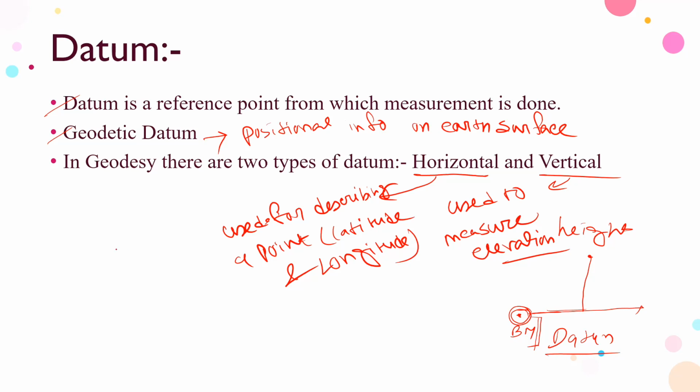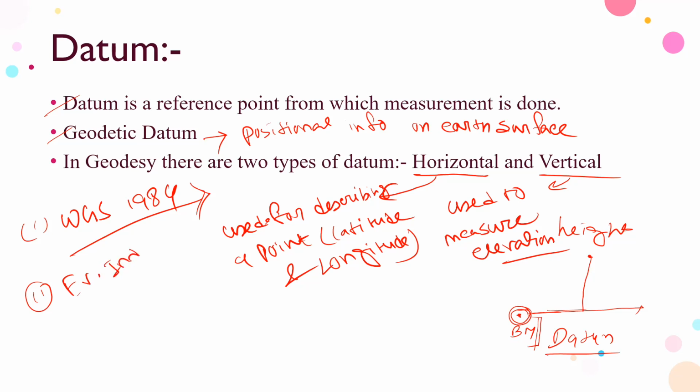Examples of datum are WGS 1984, which is the most modern datum developed. It is the most used, recently developed datum, and there is also the Everest India and Nepal datum. There are also Indian 1975 and 1954. This type of datum is present.